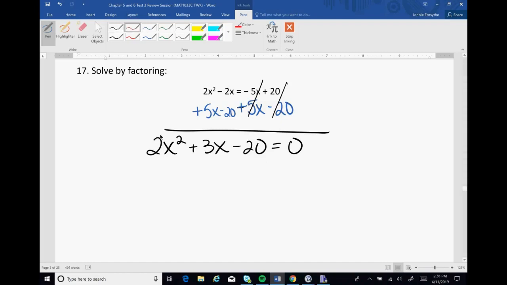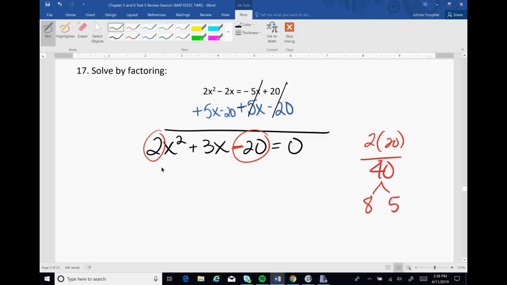Let's use the AC method, because we don't have a greatest common factor to factor out. So 2 times 20 is 40. We need two numbers that will multiply together to give us 40, and subtract, because the 20 is negative, to give me 3. Okay? So that would be 8 and 5.